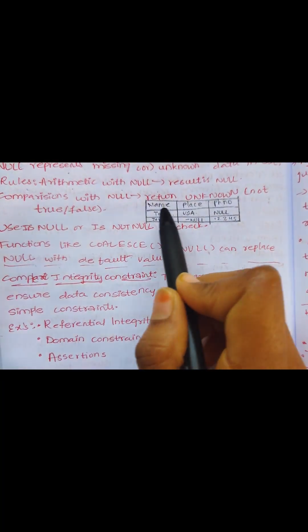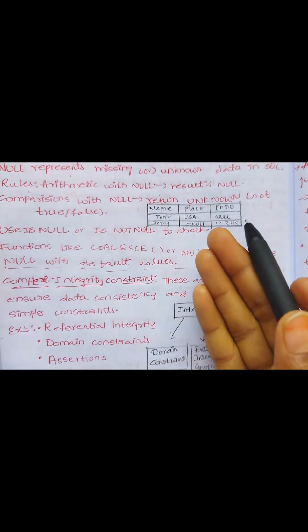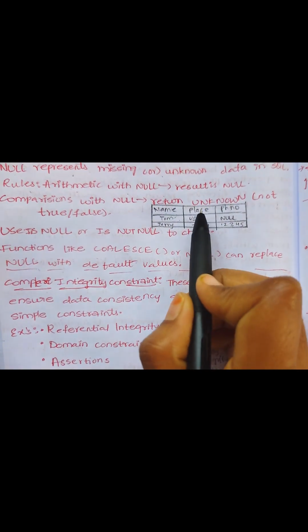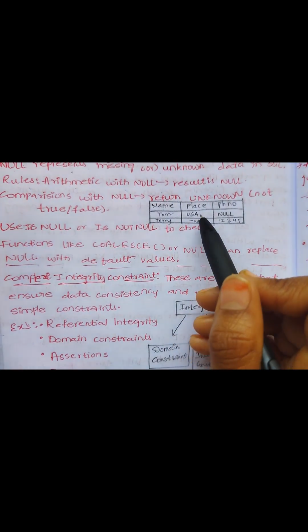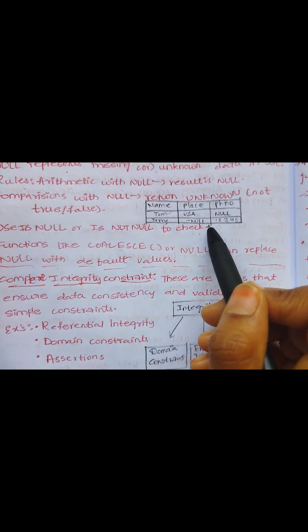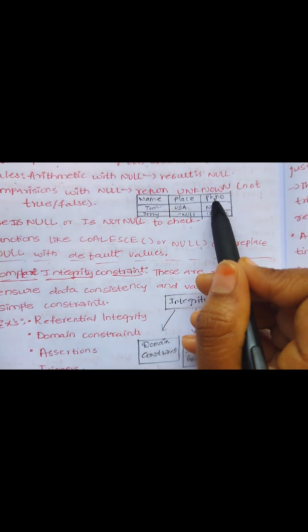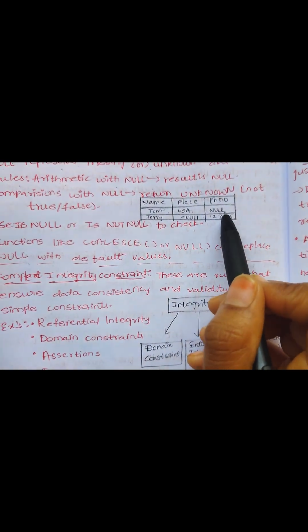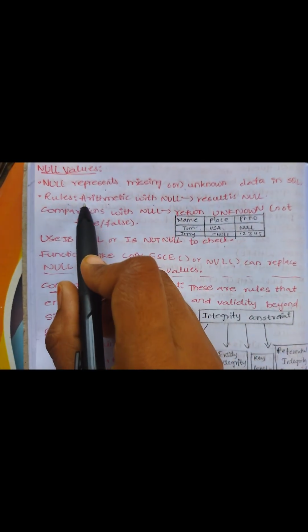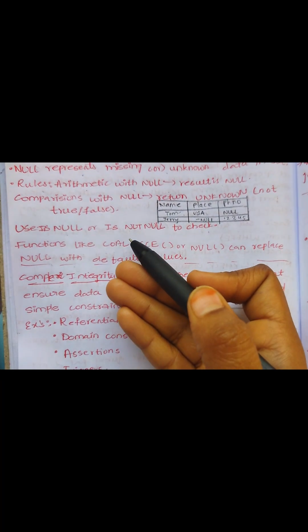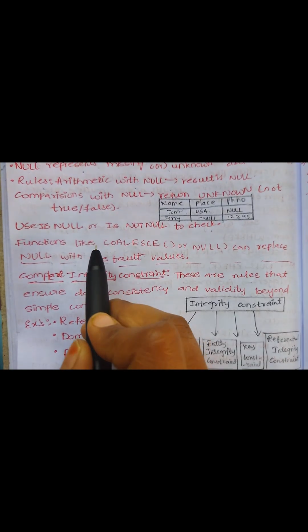Name, place, phone number. This is a table. You need to write an example like this. Write some names which you like, and then write some places, and you keep a null value or empty value for a particular element, and in another column also you keep a null value. This is an example for null. Keeping not a value is known as null.